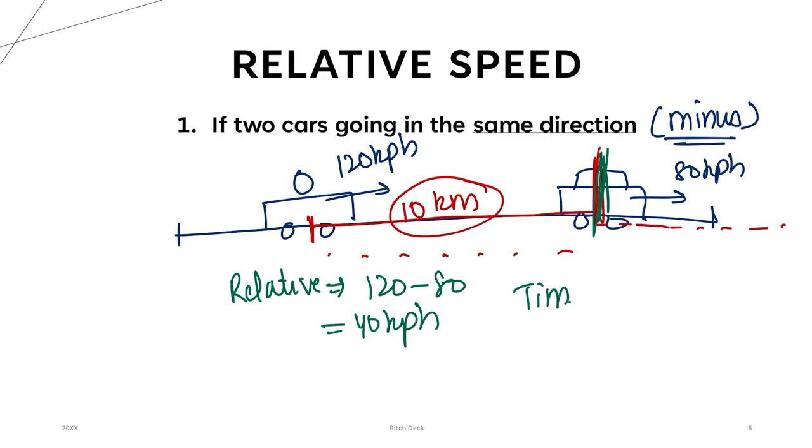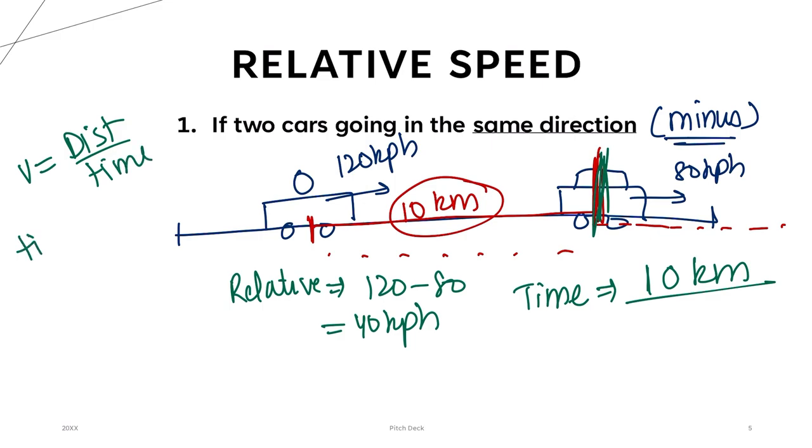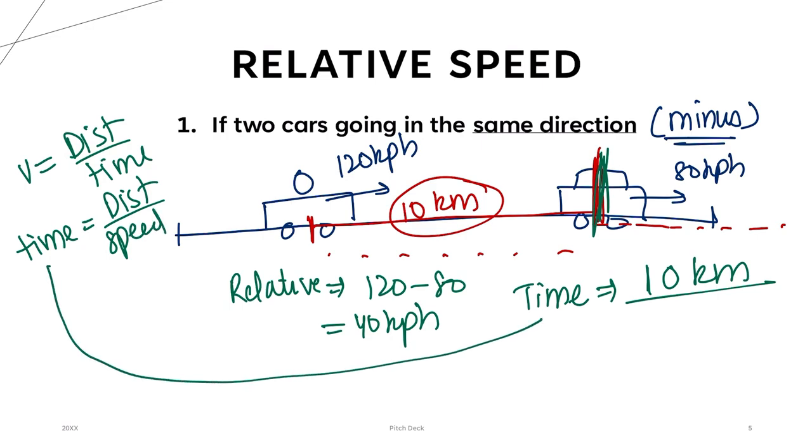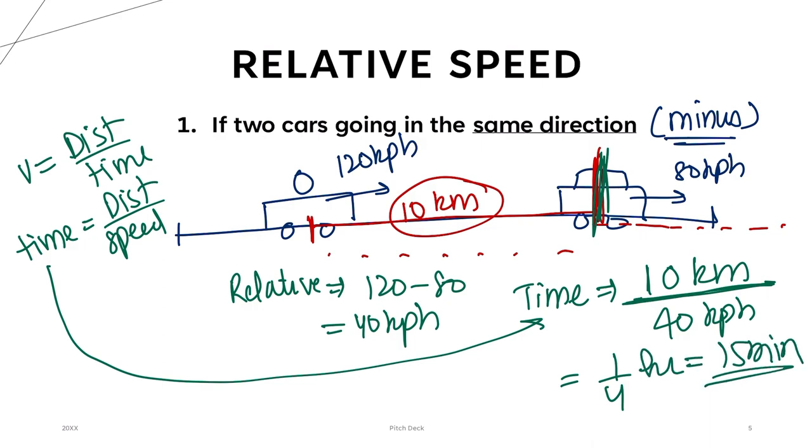So the time taken by me to cover the gap of 10 kilometers: our formula was speed equals distance upon time, so to calculate time it is distance upon speed. So the time for me to cover that 10-kilometer gap, but my speed is relative. Why relative? Because I am assuming that the car in front of me is not moving. So 10 by 40 hours, you will get 1 by 4 hours or 15 minutes. So it will take me 15 minutes to overtake this car. I hope this is clear. This is where the relative velocity concept will help you.